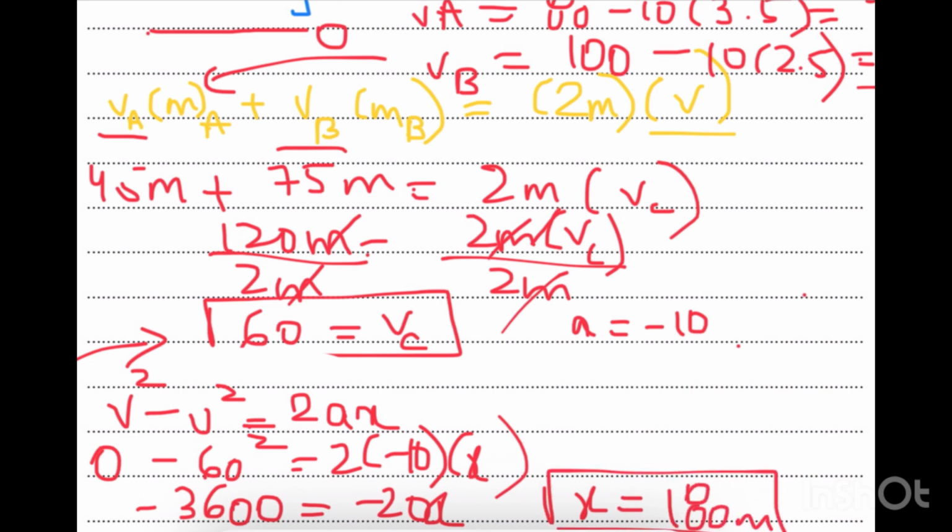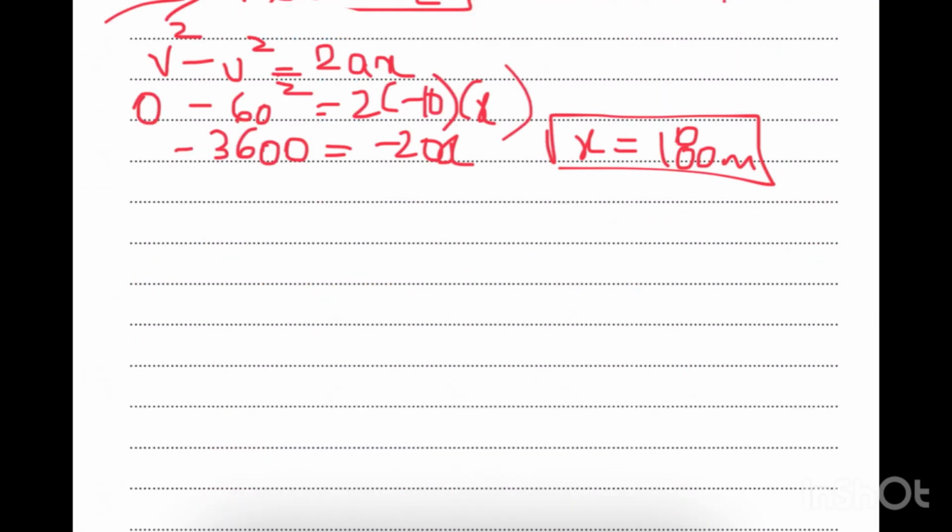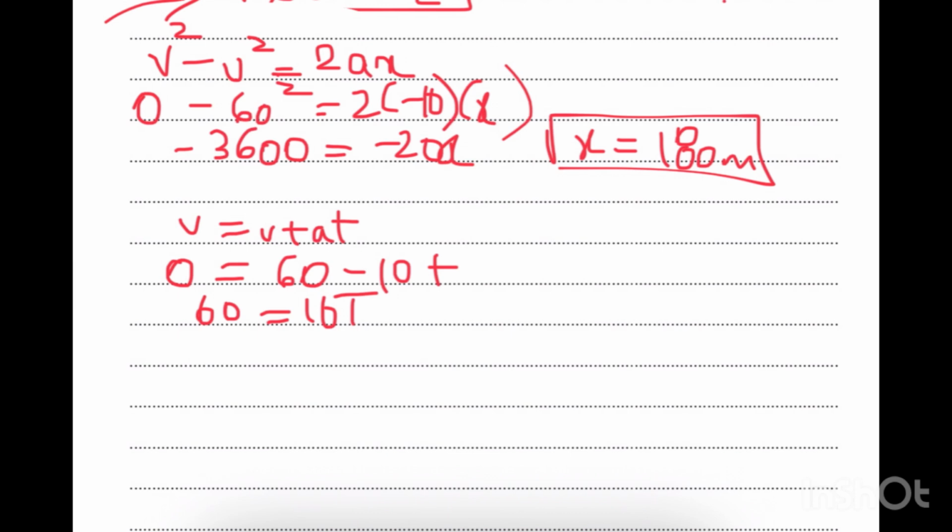That means that C travels a further 180 meters above this 218.75. First, let's find the time that it took for particle C after collision to reach its maximum height. For that, we can use the formula v equals u plus at. We take the final velocity as 0, since that was when it reaches its maximum height, the initial velocity as 60, which was its velocity after collision, and the acceleration will be minus 10 again, since it is moving against gravity, and this is t. So 60 equals 10t, which means t equals 6.